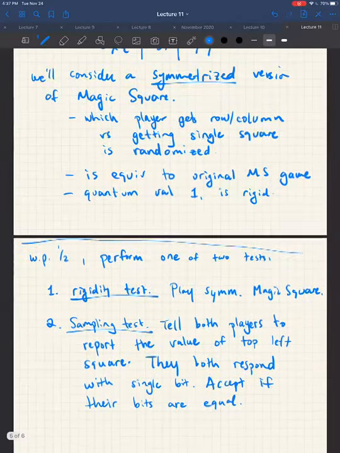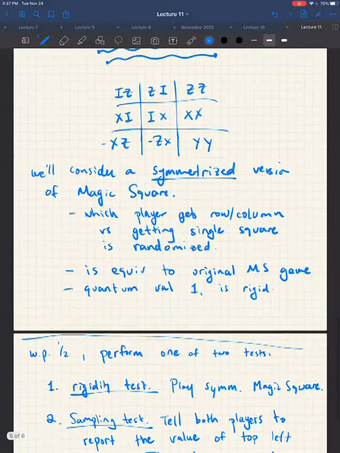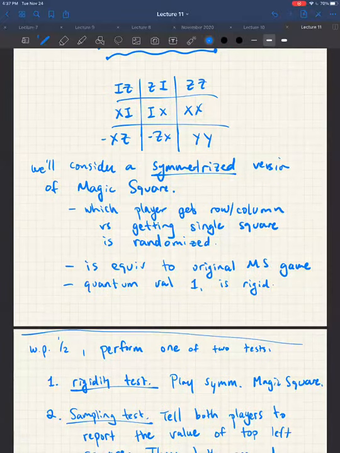Okay, so suppose they win this concatenated game, these two games together, with probability that's say close to 1. What can we deduce about their answers in this sampling test, the second test? Any ideas? Won't they both output the same answer, and that answer will be a random bit?